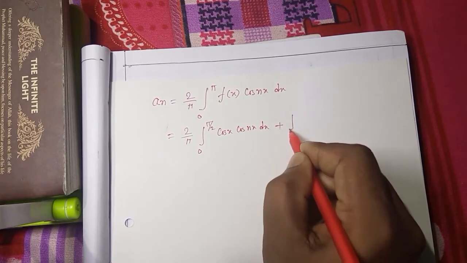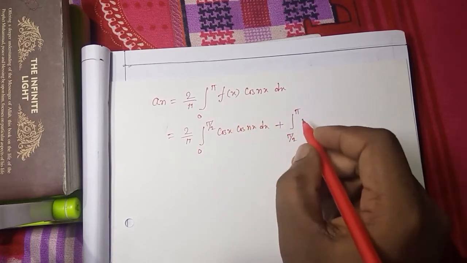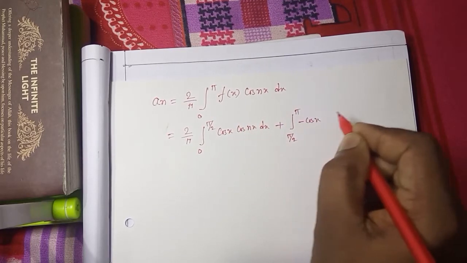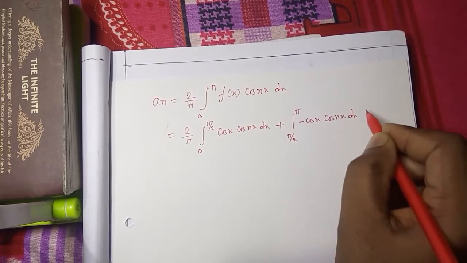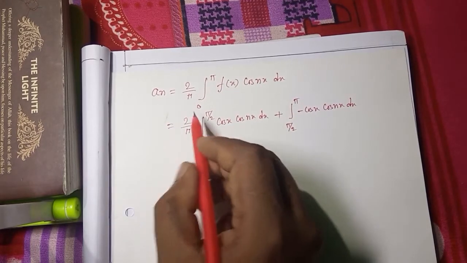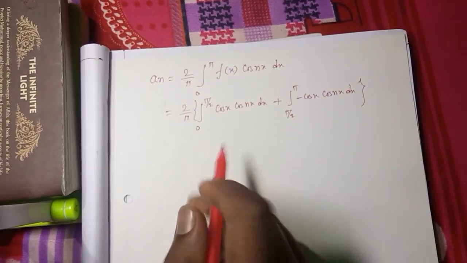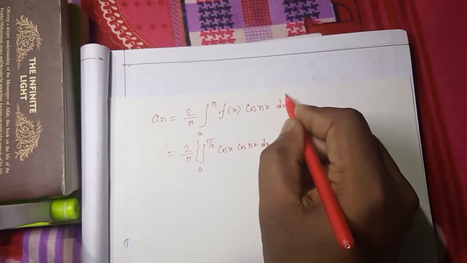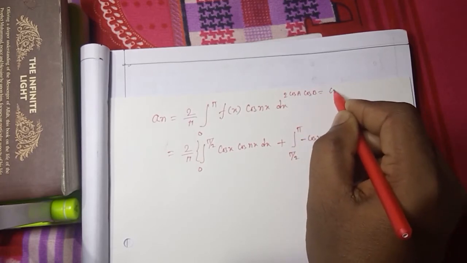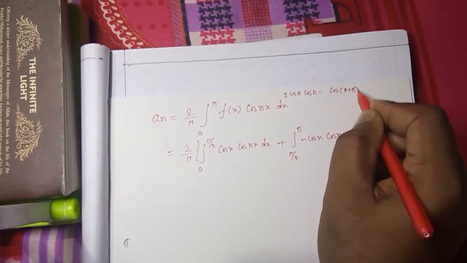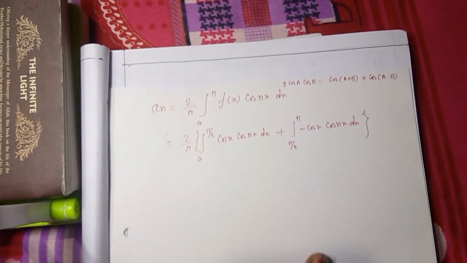Plus integration pi by 2 to pi. In this interval f of x gets the value minus cos x, cos of nx dx, and 2 by pi is multiplied to both the terms. We know that 2 cos a cos b is equal to cos of a plus b plus cos of a minus b, and we apply it here.